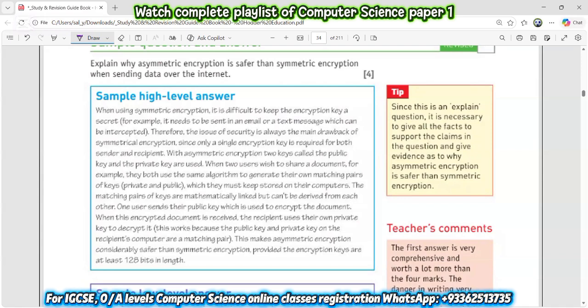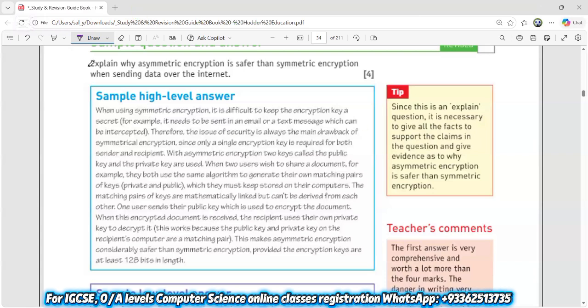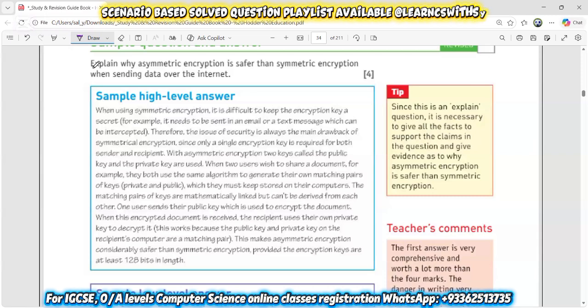One user sends the public key, which is used to encrypt the document. When this encrypted document is received, the recipient uses their own private key to decrypt the message. So you can see the flow, the same explanation as we discussed. The same is done here by the child, and he will be able to score decently because he explained it well. Just be clear: describe, explain. These terms need to be explained very well by you in order to score marks.